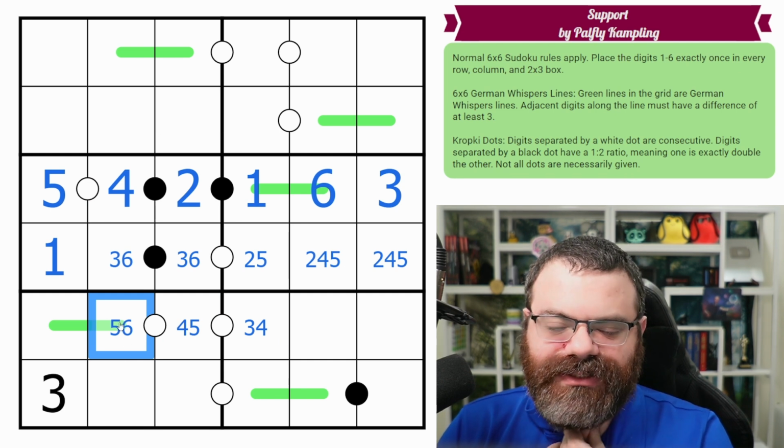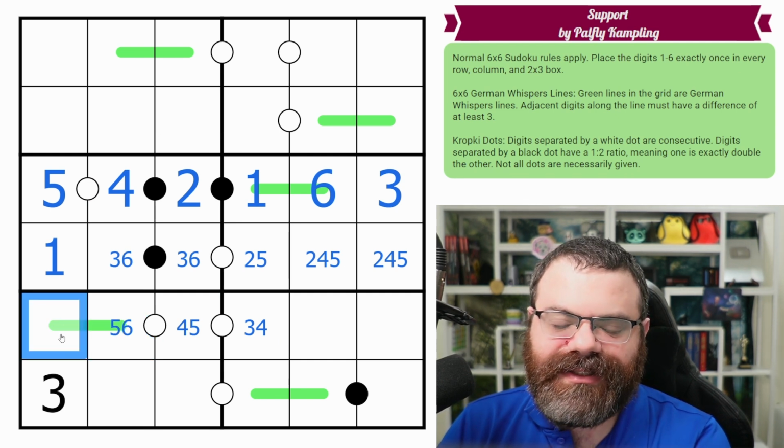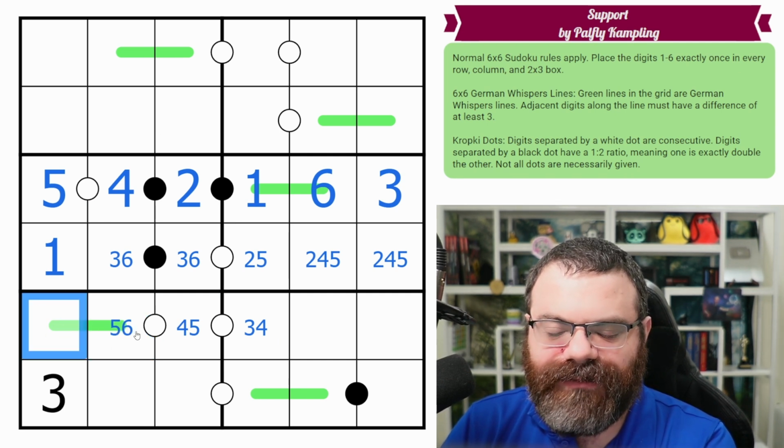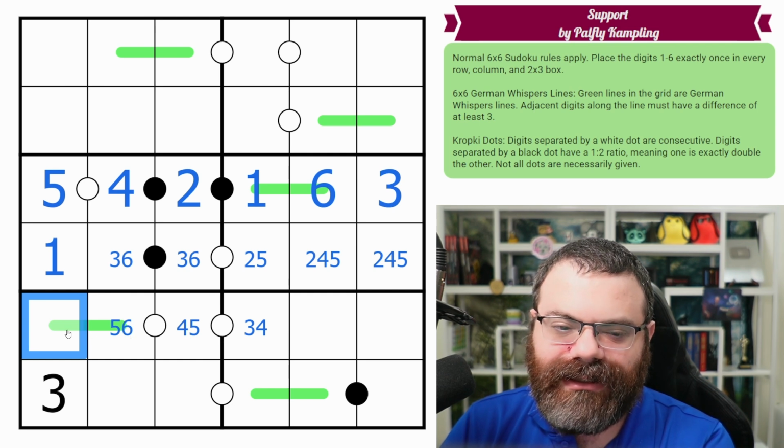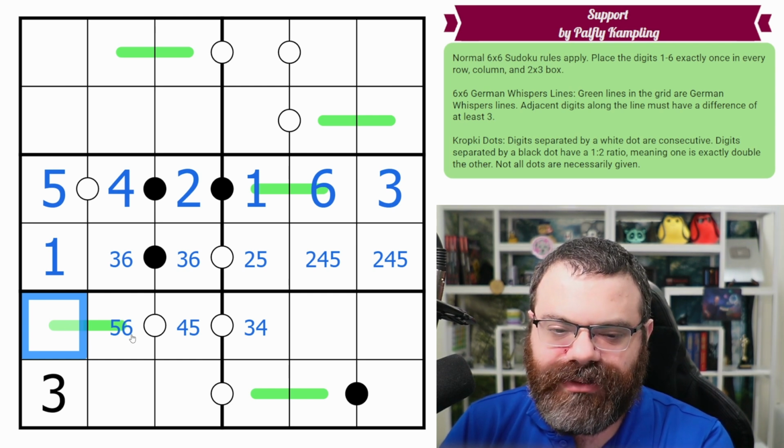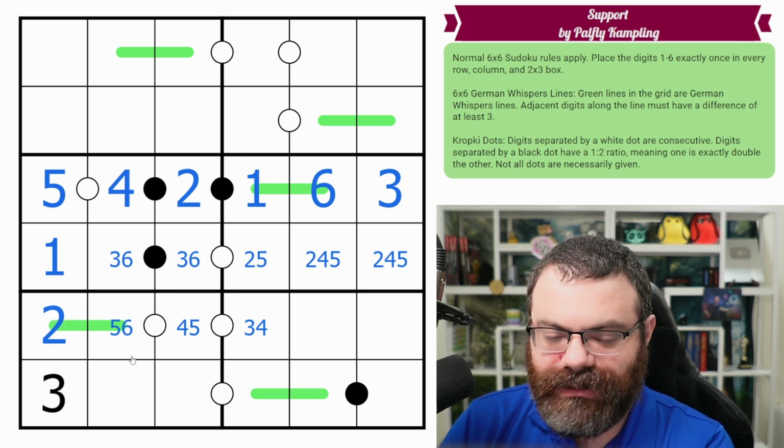So this is 5, 6 only, meaning this needs to be a small digit. We have to subtract 3 from at highest 6. So we need to be from 1, 2, or 3. And we can't be 1 or 3. So this is a 2. Okay, so I guess that was a good place to look.